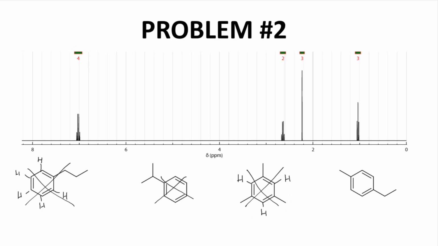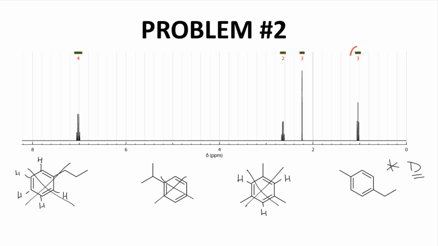Now, let's look at our last structure. We have a benzene ring, and it is di-substituted, meaning we have 1, 2, 3, 4. It must be this last answer. So that's answer D. Now let's look at what else we see.